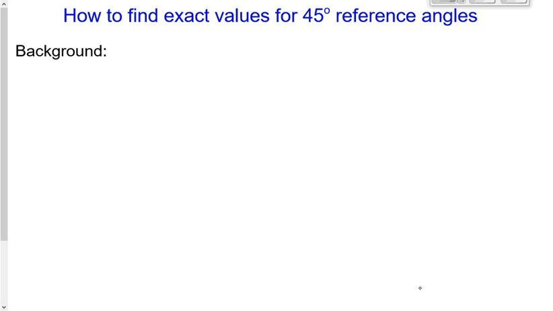How to find exact values for 45-degree reference angles. So I'm going to start with the background. Imagine that we have a square. Sorry if this doesn't look too good. I guess that's not horrible.